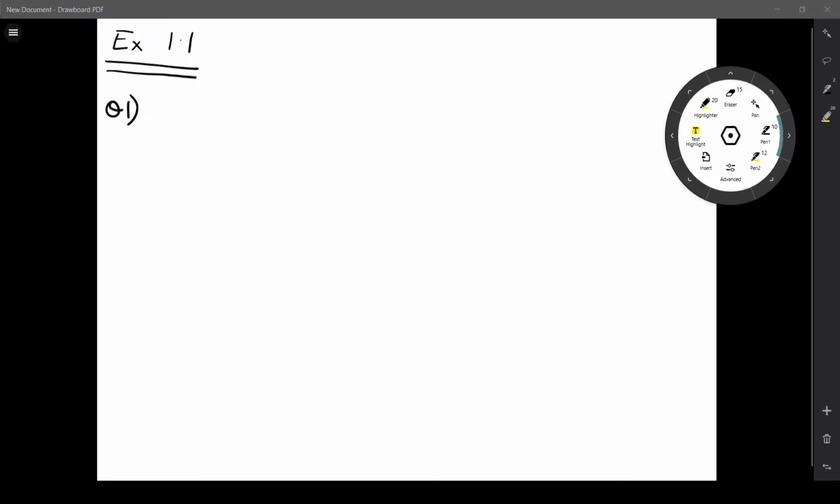Alright, hi everyone. Today we're going to do exercise 1.1 in the first chapter, number systems. This is class 9 NCERT maths. So we have question 1 which says, is 0 a rational number? Further, can you write it in the form p by q where p and q are integers and q is not equal to 0? And the answer to this is absolutely yes.